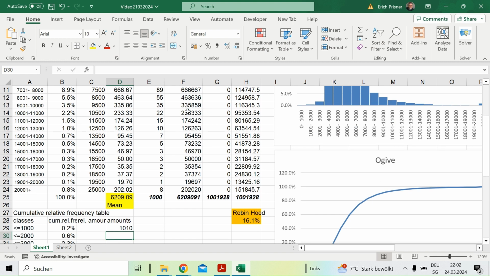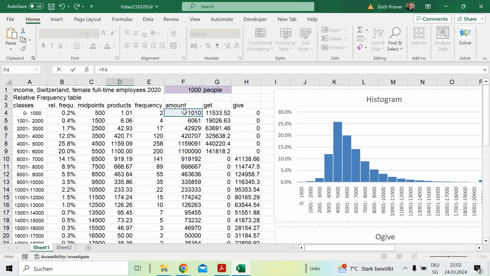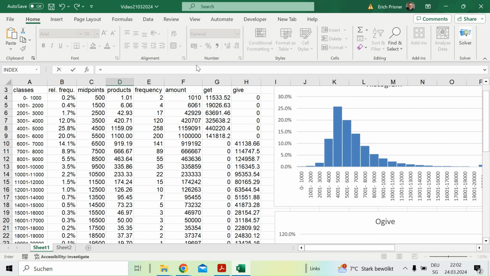And the total amount of the second class is the sum of the amounts of the first two classes. So it's this one plus this one. So we can do it this way if you want to. And the third one would be the sum of the first three classes. So it's this one plus this one plus this one. And of course, we could go on, and it gets a little messy to get all these plus signs in. Of course, we could use AutoSum to simplify things a little.